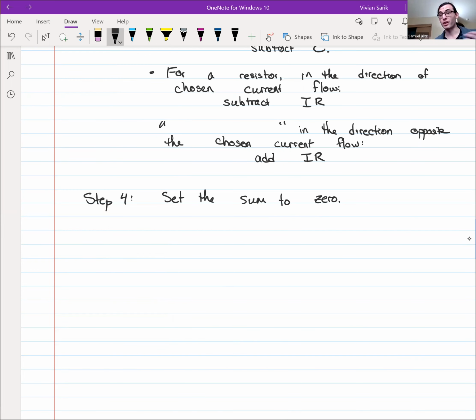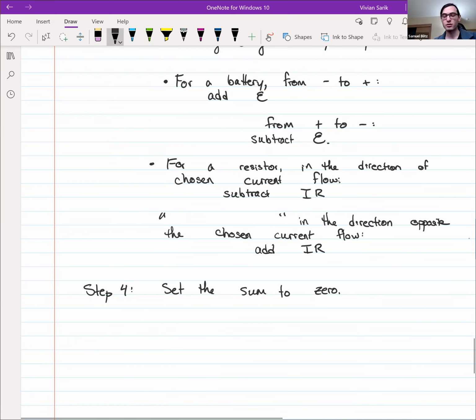And then that gives you an equation. You have a whole bunch of things that might involve currents, resistances, or EMFs, all added together, and then you get 0. So let's apply that to the left loop. Let's do the left loop first.